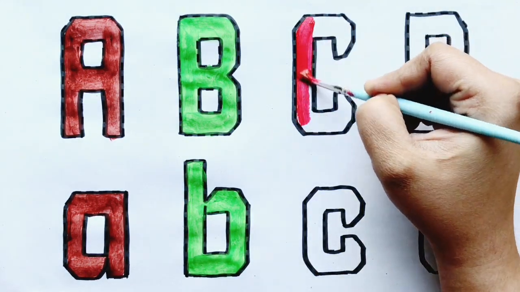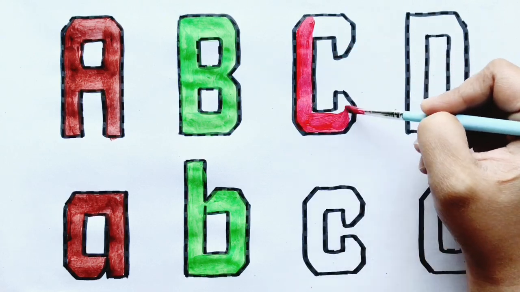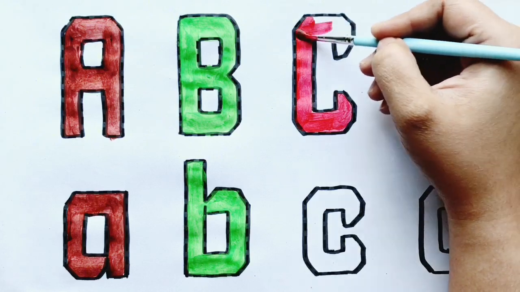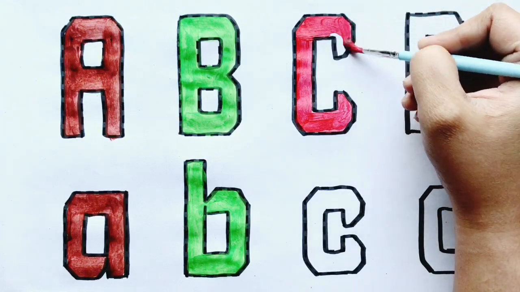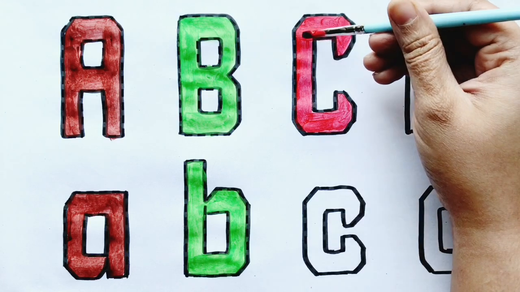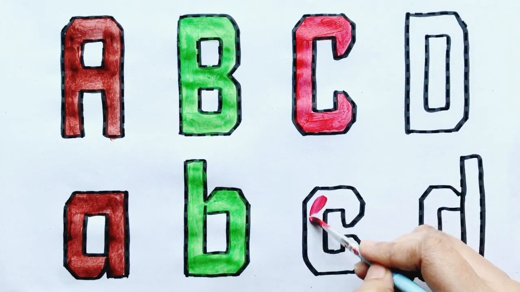Red color. 1, 2, 3, Uppercase letter C for cow. Count the rhythm and 1, 2, 3, we're singing all together. A, B, C, count the rhythm and 1, 2, 3, we're singing all together.